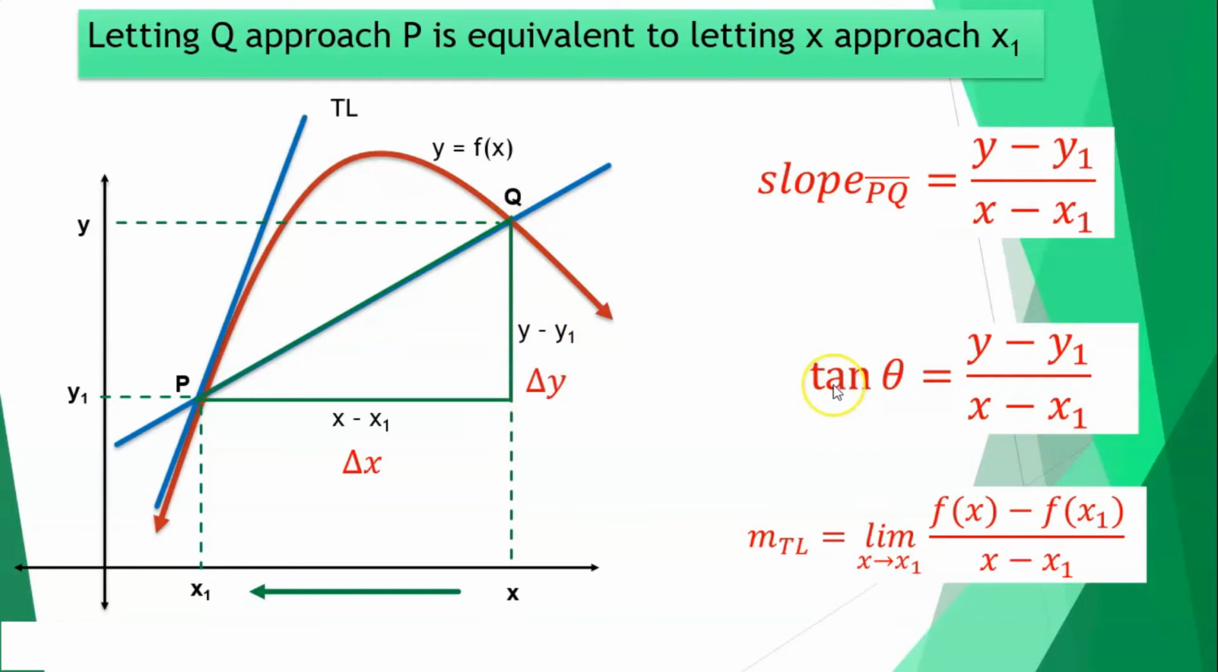So take note, when you see tangent, it's opposite over adjacent. So if this is angle theta here, opposite to that is change in y, so y minus y1, over adjacent, which is change in x. Or again, the slope of the tangent line is basically the limit of f of x minus f of x sub 1 over x minus x sub 1 as x approaches x sub 1.